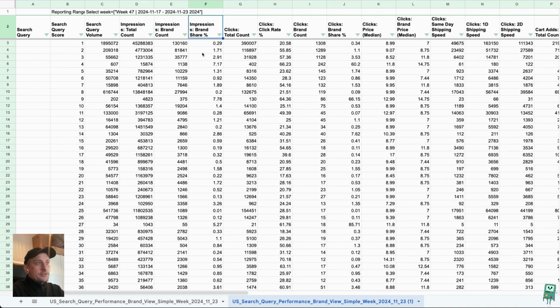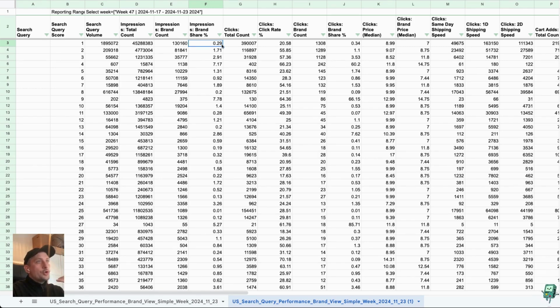And then impressions brand share, and brand share is also done on clicks and purchases and so on. It is just the correlation between this and this. So if you divide this by this, this is your impression share. So on this term, we had 0.3% of impression share, meaning 0.3% of all the impressions were ours.